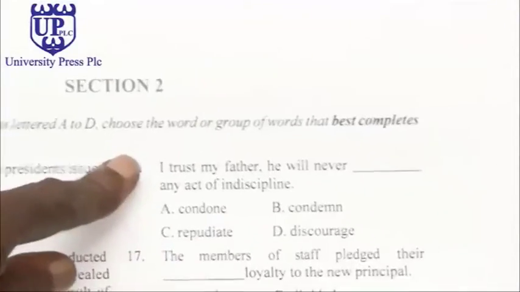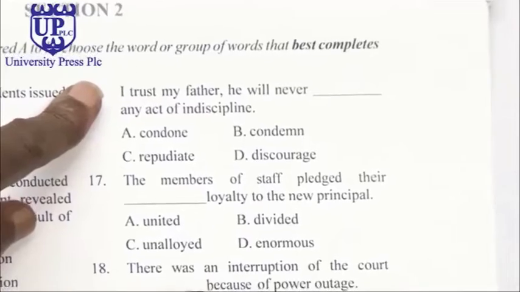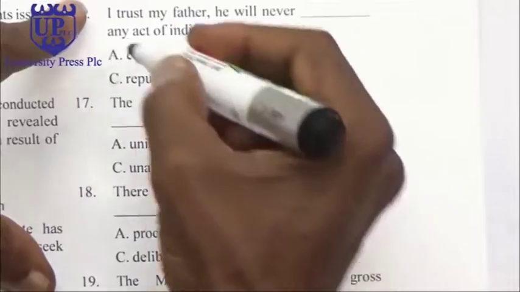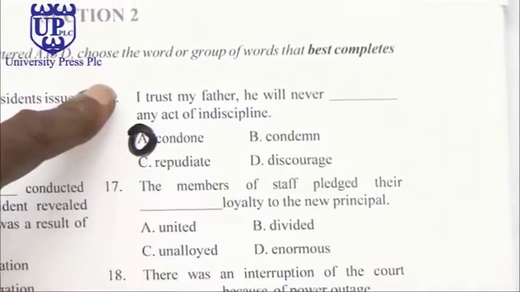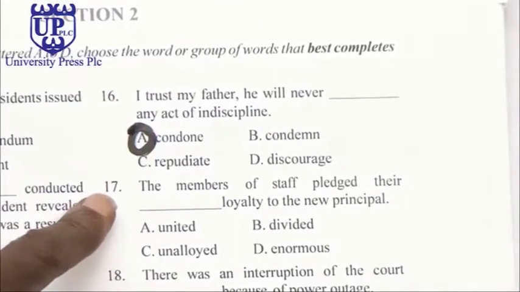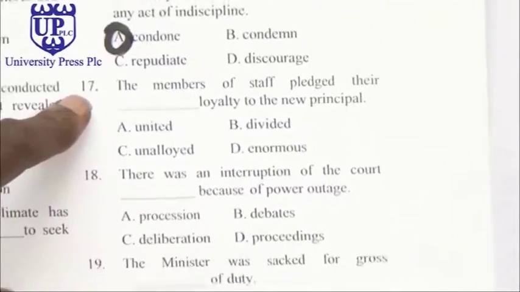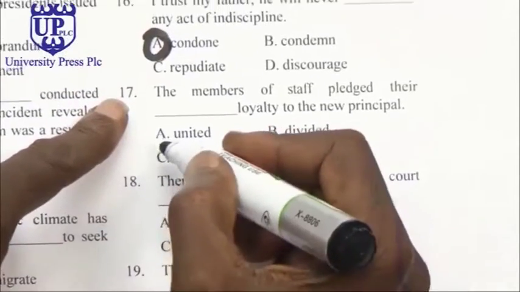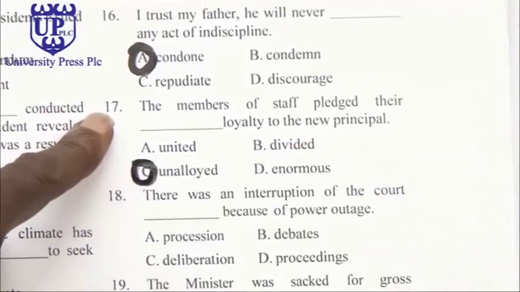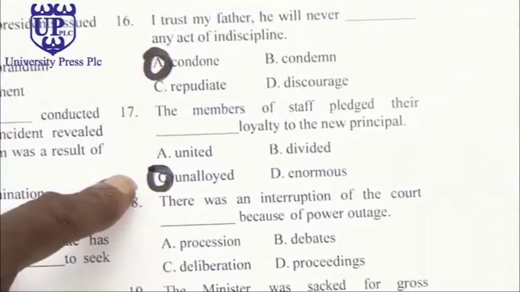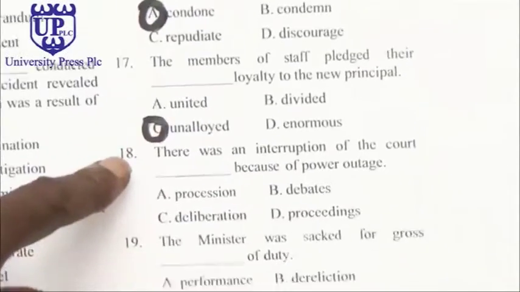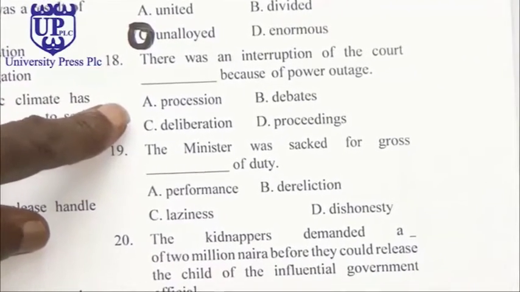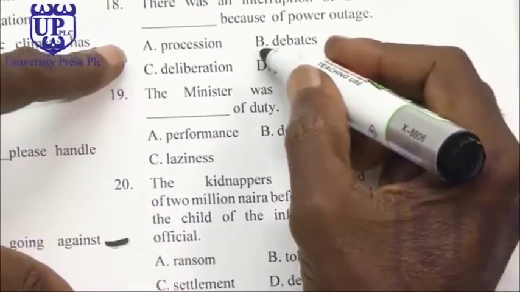I trust my father. He will never condone any act of indiscipline. Never do. What is the right word there? Condone. He will not tolerate that type of act. The members of staff pledge their unalloyed loyalty to the new principal. Their what loyalty? Unalloyed means not mixed with anything. Total support, total loyalty. There was an introduction of the court proceedings because of power outage. Court what? Talk about court proceedings. That is the right word there.